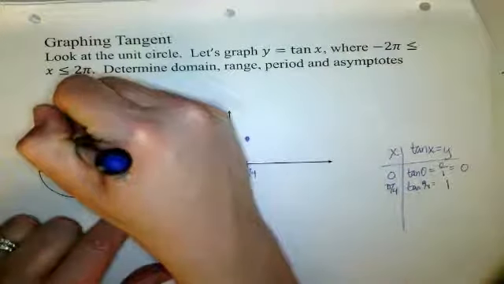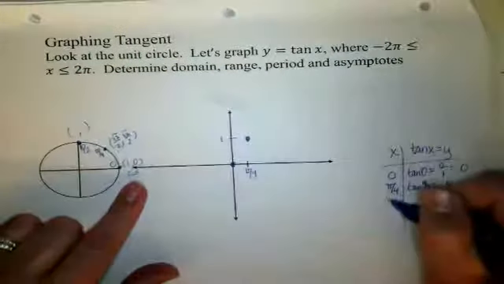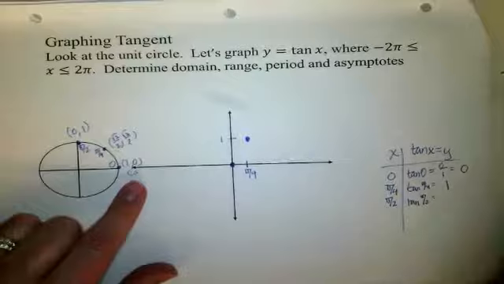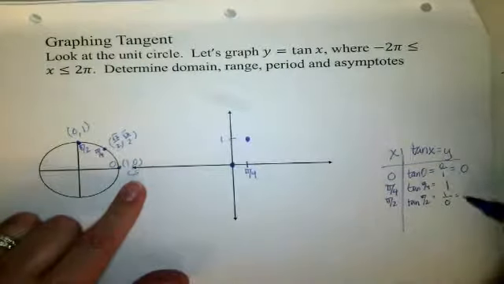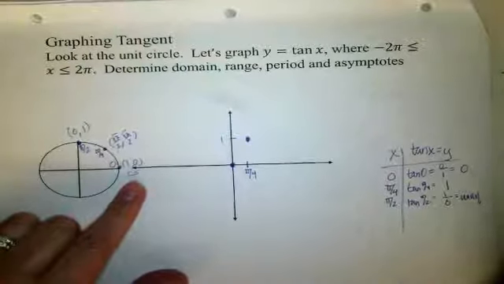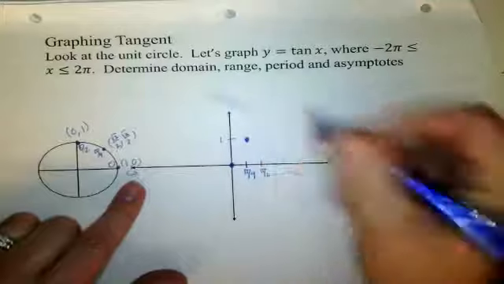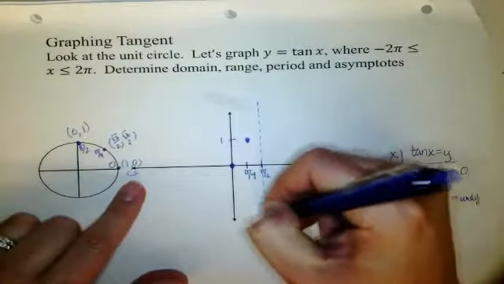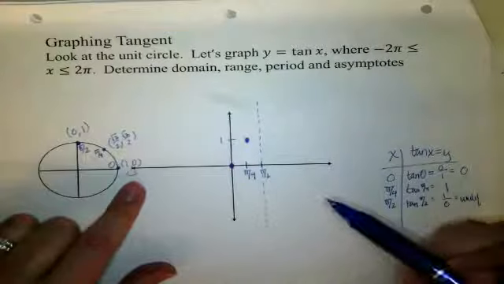And then I'm going to come up here. This would be pi over 2. What's the ordered pair at pi over 2? 0, 1. The tangent at pi over 2, again, sine over cosine, would be 1 over 0. What's that? Undefined, yeah. When the 0 is under, it's undefined. So at pi over 2, we actually have an asymptote. That's very interesting.